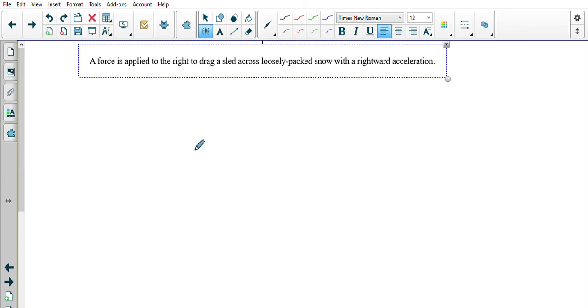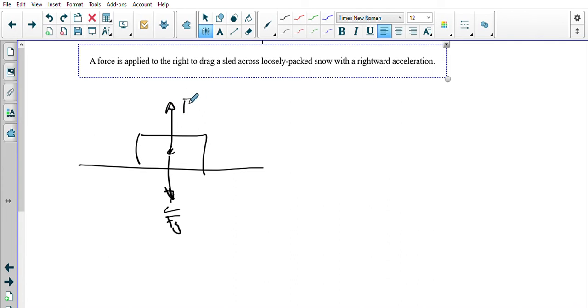A force is applied to the right to drag a sled across loosely packed snow with a rightward acceleration. Okay, first there's our snowfall. Here's our sled. And here, well, let's consider the forces acting on it. Do you have a force of gravity? Of course we have a force of gravity acting on it. Is there a normal force? Of course there's a normal force. How do those forces relate to each other? Is it plowing into the snow? Is it flying up off of the ground? No. Well, then these two forces, the normal force and the force of gravity, are going to be equal to each other.